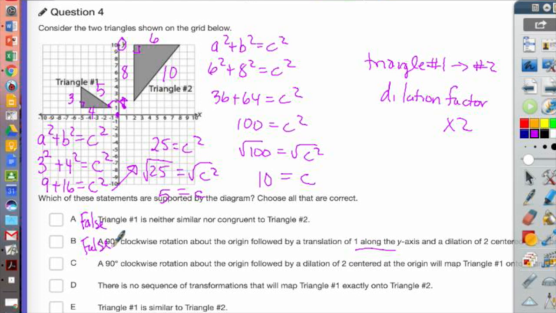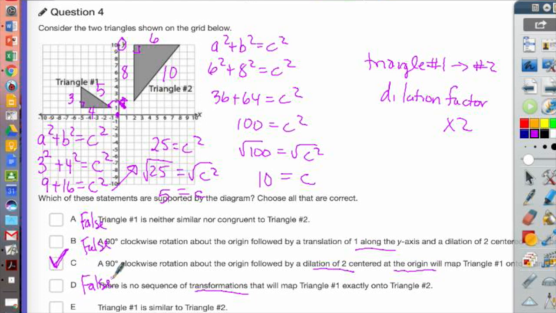And C, a 90-degree clockwise rotation about the origin, then you're at 1, 1, and all of these have a dilation factor of 2 centered at the origin. That's true. So you're going to want to check mark there. There is no D. There's no sequence of transformations that will map triangle 1 exactly onto triangle number 2. That's false.